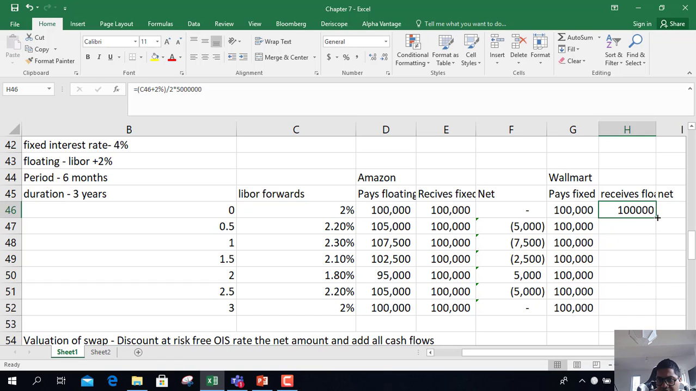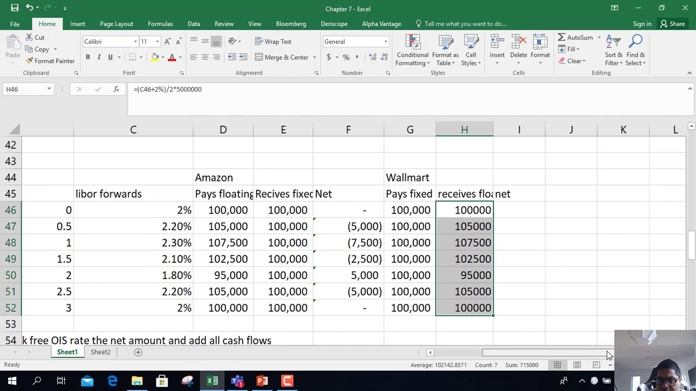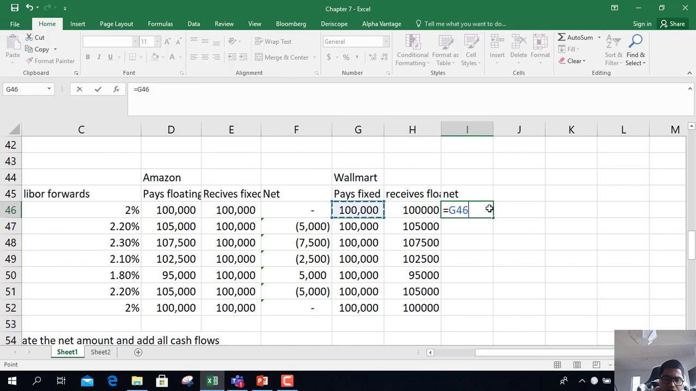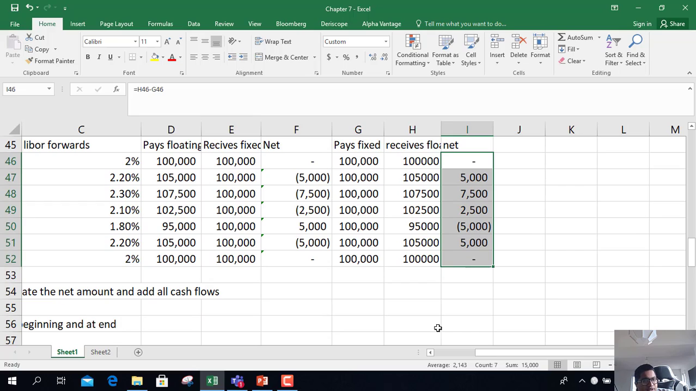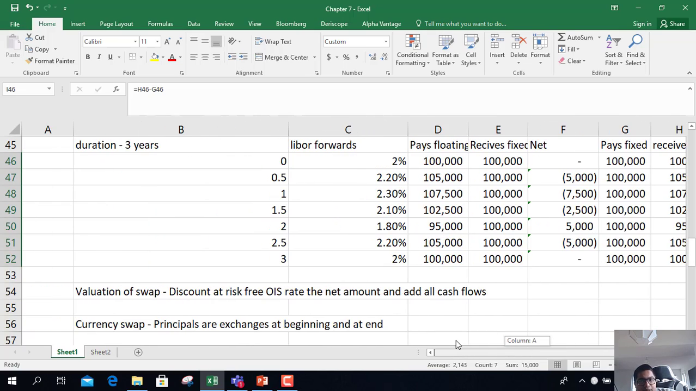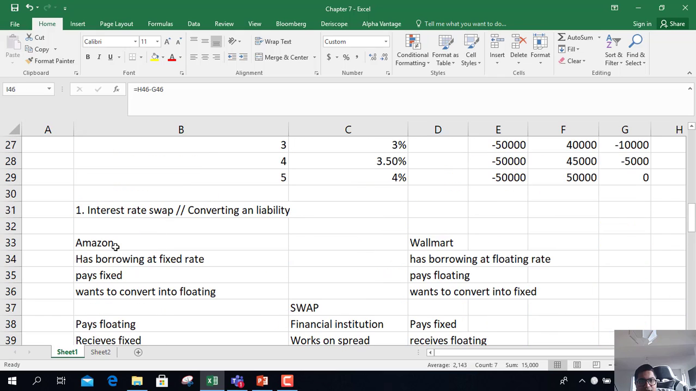Okay, so 100,000 in year 1, whatever is the cash flow in year 2, 3, and so on, and it receives floating minus it pays fixed. So cash flow for Walmart: 5,000 it receives, 7.5 it receives, 2.5 it receives, then it pays 5 grand, then it receives 5 grand, and finally last year it neither pays anything nor receives anything. Okay, so this is how you can convert a liability by using swaps.